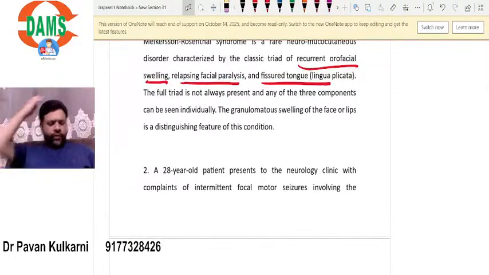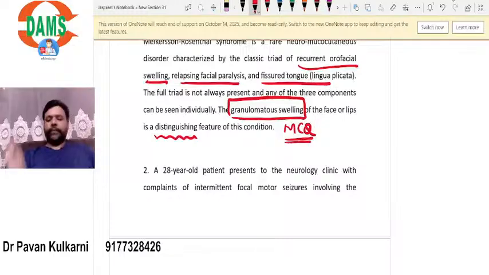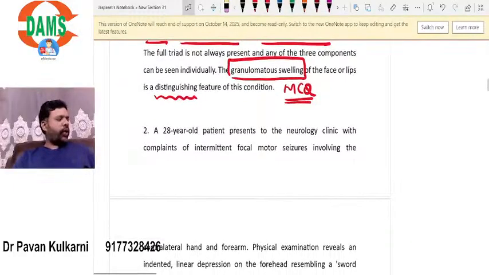The granulomatous swelling of the face or lips is a distinguishing feature of this condition. This is very important. Granulomatous swelling is the most important point in this particular condition, and it will be seen in the face or the lips. Now moving on to the second question.